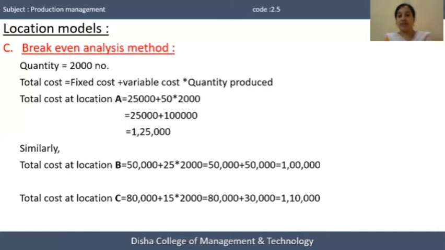So he may reach a conclusion that generally the location which has less cost, meaning a location where the industrialist is able to produce the goods at less cost, he has to choose that location. Here location B is suitable for installing the plant, because location B has less cost as compared to other locations. This is all about the break-even analysis method.